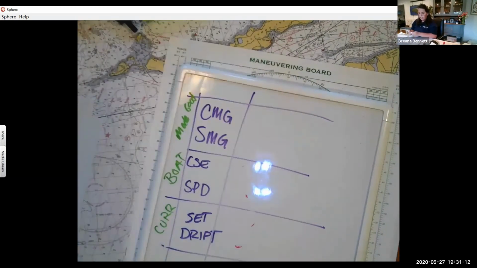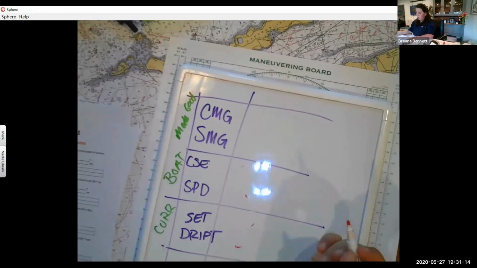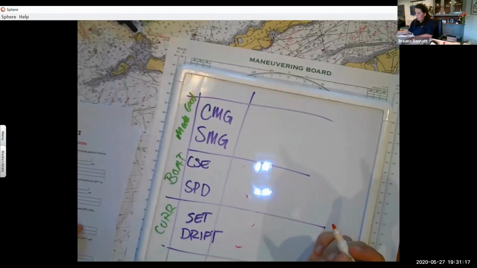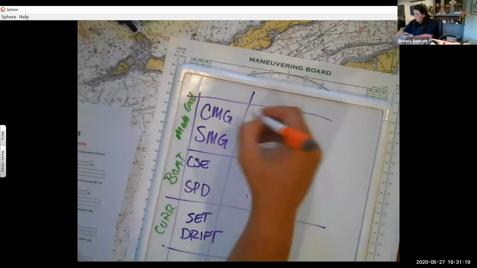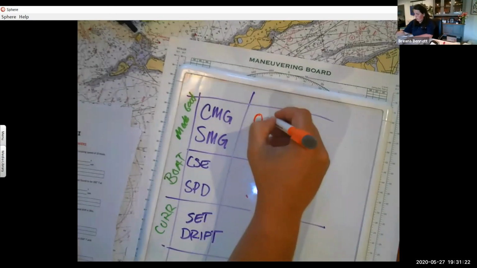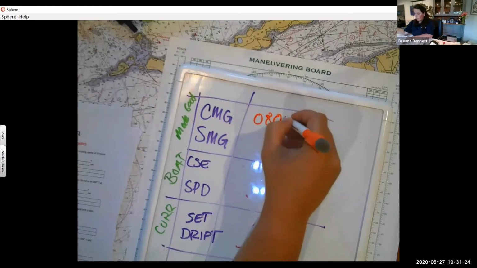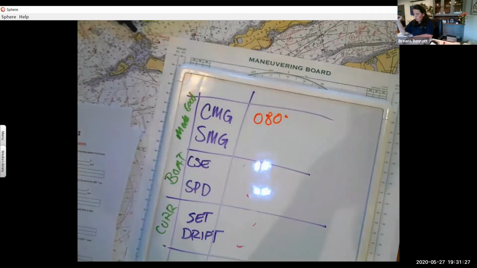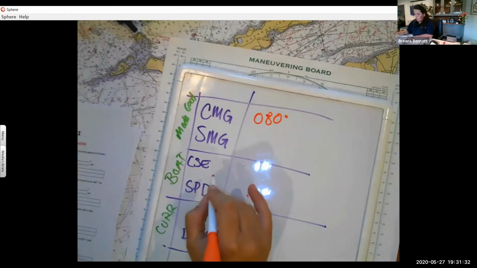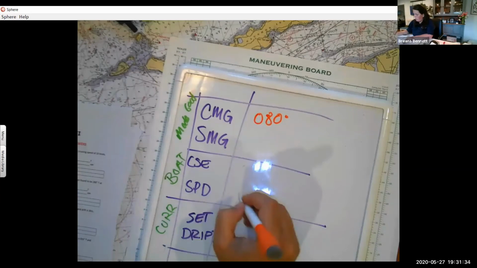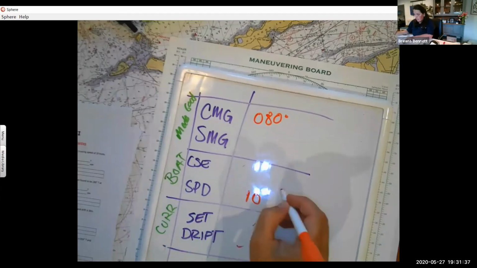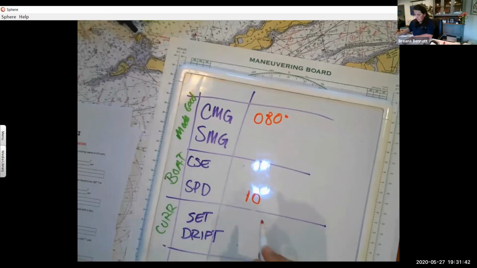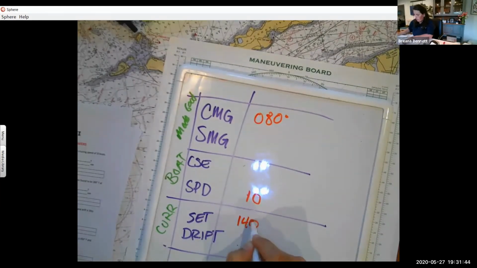So number 1 tells us you want to make good a course of 080 over ground. Your boat runs at a normal cruising speed of 10 knots. And then you have your set of 140 and your drift is 4.